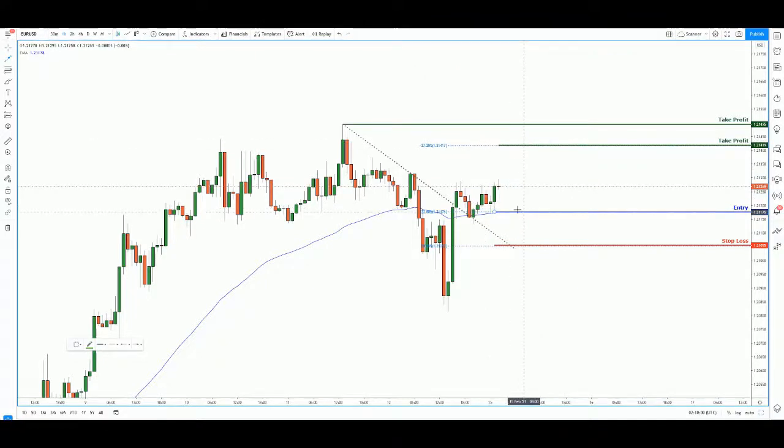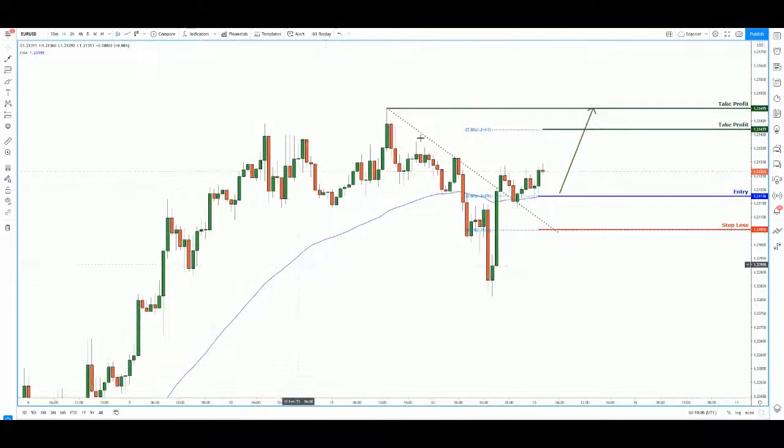So we wait for price to come back, and then we go long, towards our intraday take profit.